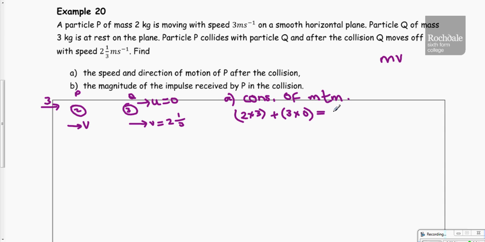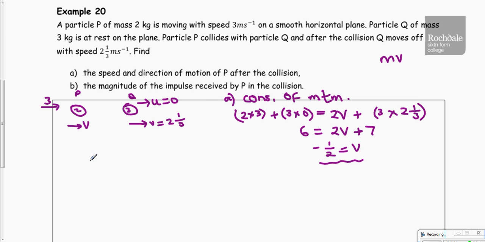Then after the collision, well, we don't know what's happening here, but we do know that this mass of 2 is going at some velocity that we need to work out. And then the mass of 3 is moving off with a velocity of 2⅓. So they're all in the positive direction, so I've taken them all as positive. So we've got 6 on this side, and then we have 2V plus 3 times 2⅓, works out to be 7. So solving this linear equation, we get that V is actually equal to -1/2.